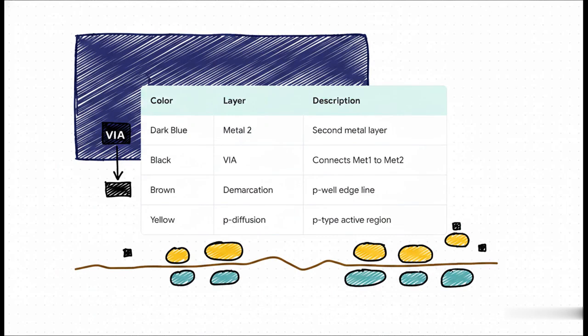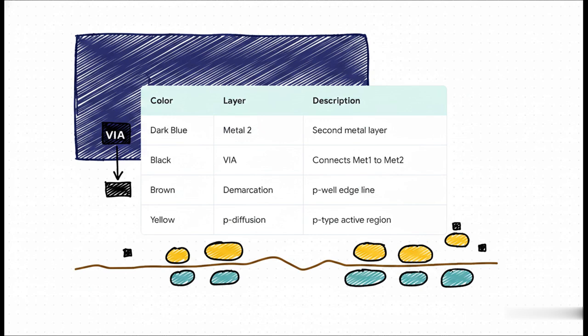In a double metal CMOS process, we aren't just dealing with one metal wiring layer anymore. We actually have two. So we add dark blue or purple to the mix to represent metal 2. We also use solid black squares, called vias, to connect metal 1 to metal 2. But the biggest game changer? We now have to map out both N-type and P-type transistors on the exact same diagram.